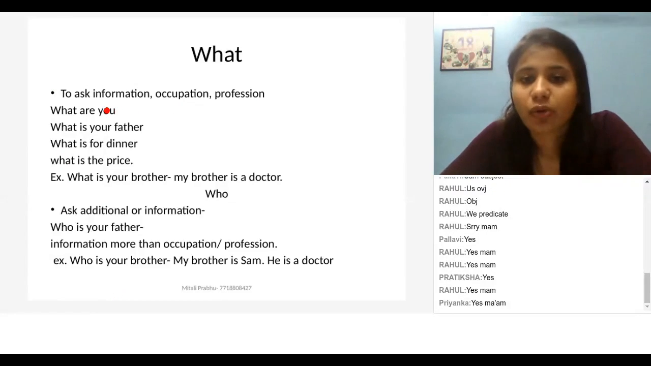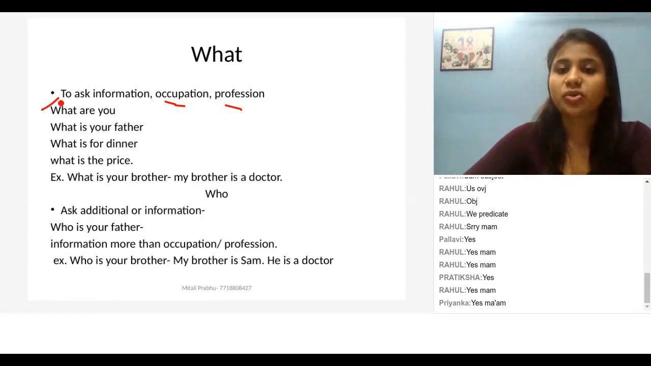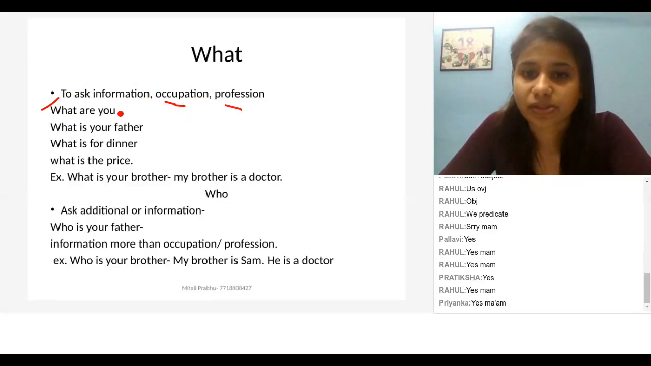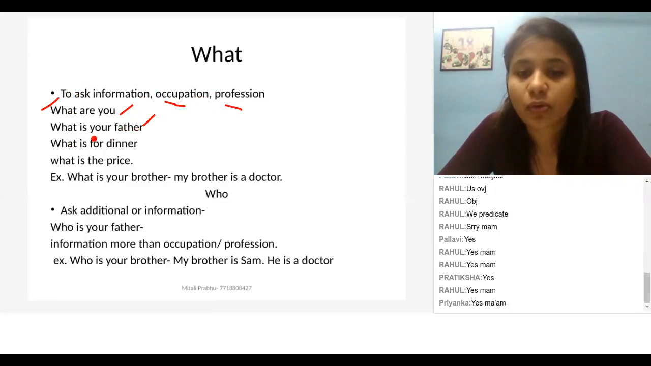So now, when is "what" used? "What" is used when you want to ask for information, or about the occupation or profession of a person. So when you say "What are you?", you are asking about the particular profession or the occupation of that person. What is your father? Is your father a doctor, a teacher, or a professor? What is your father? What is for dinner?